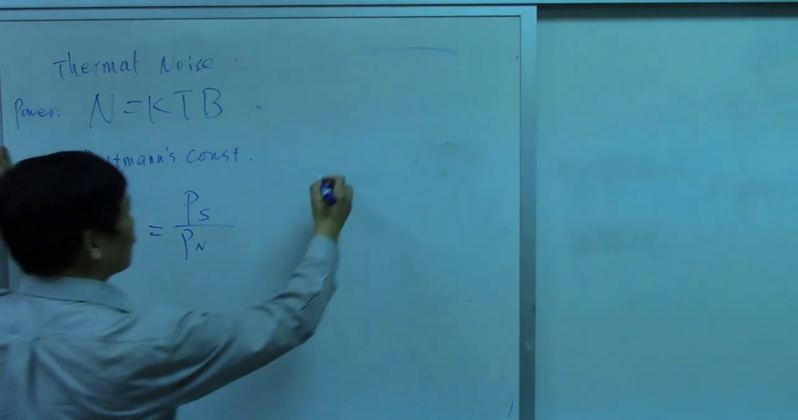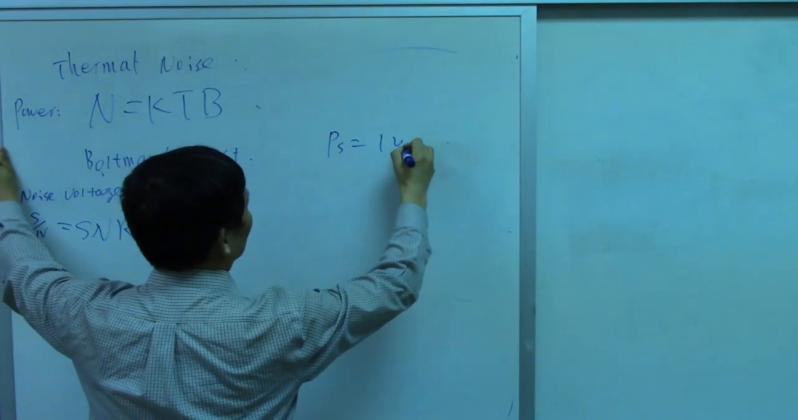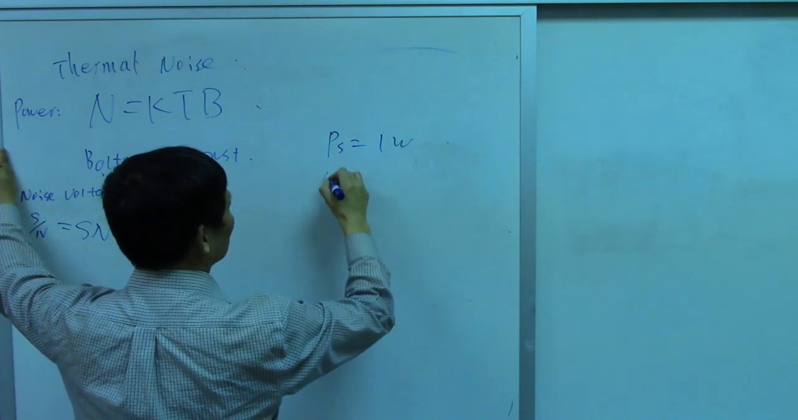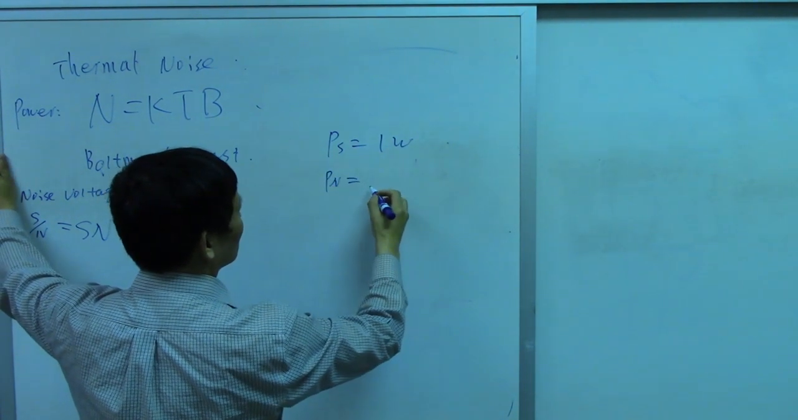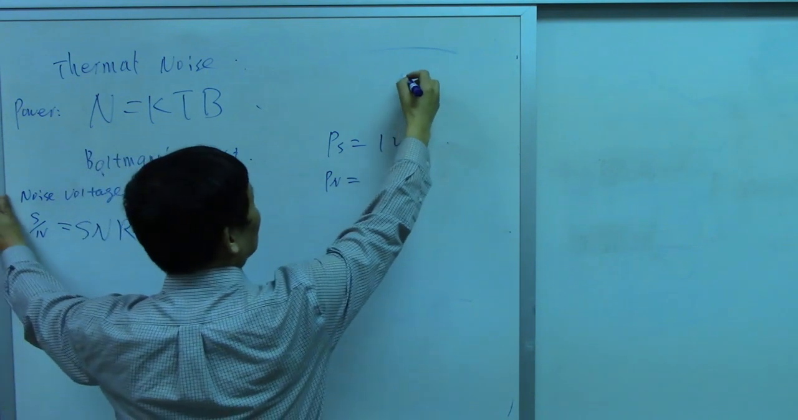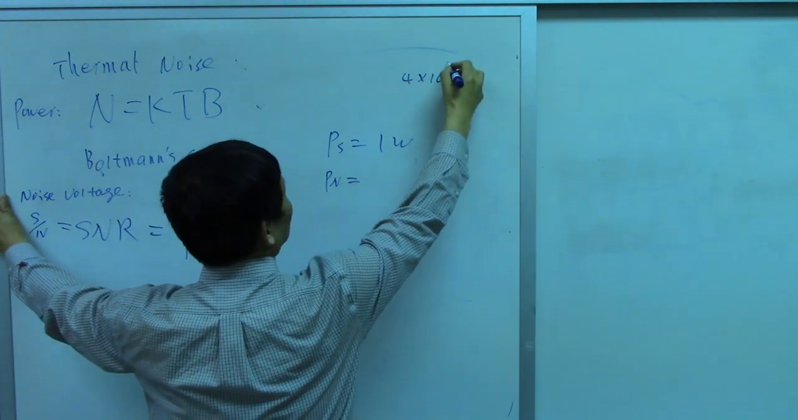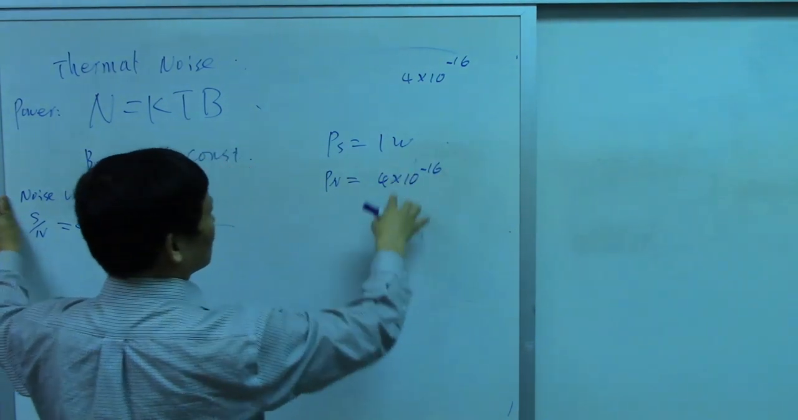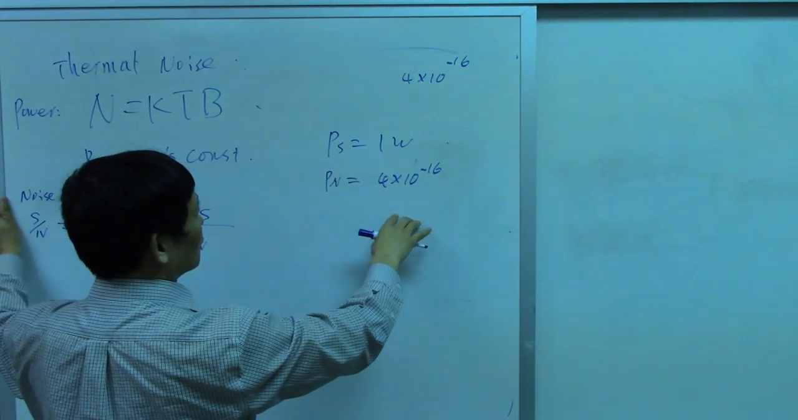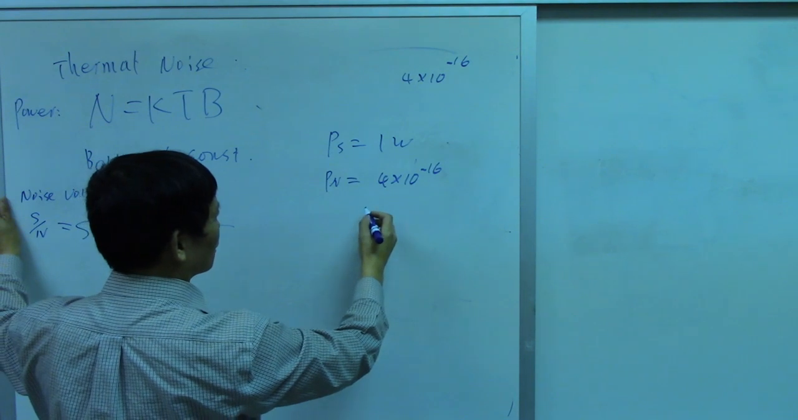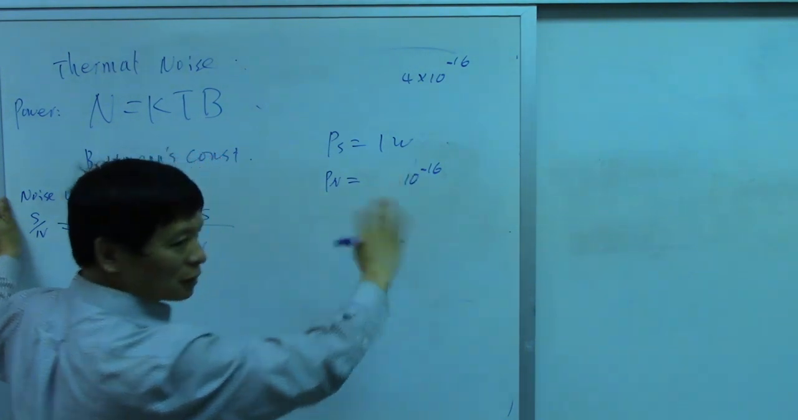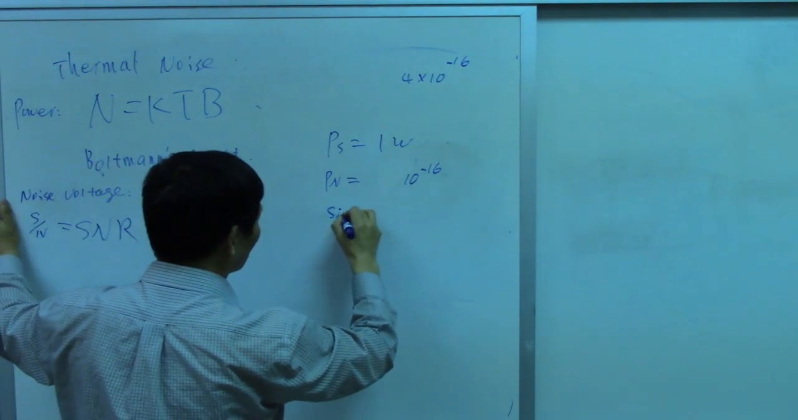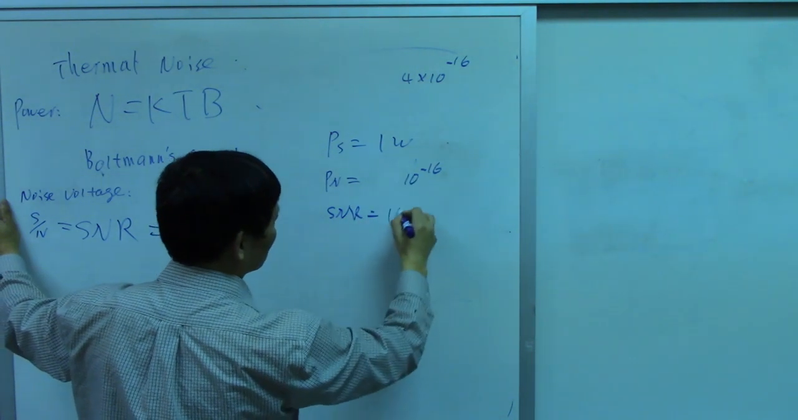So for example, if your input signal equals 1 watt, and your noise power N equals, in our example here, 4 times 10 to the negative 16. You multiply it. Suppose we just use 1, makes things easier. So the signal to noise ratio will equal 1 over this.